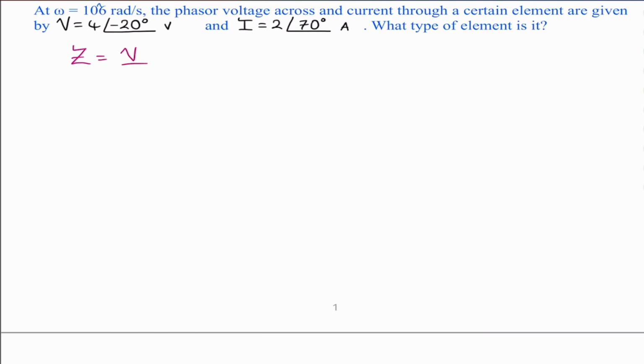So let's go ahead and get our ratio of voltage over current, which is impedance, and that is equal to voltage at negative 20 degrees all over 2 at 70 degrees. That is then equal to 2, and we subtract by division, using exponent properties. We subtract 70 from minus 20, and we end up with negative 90 degrees.